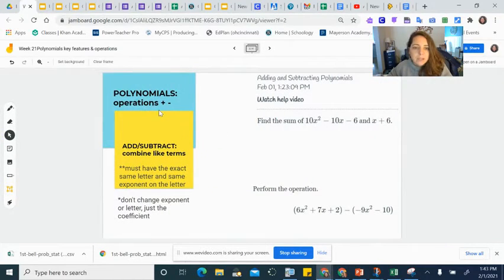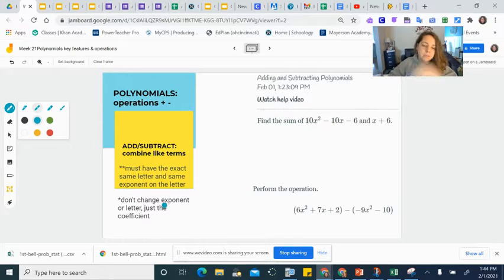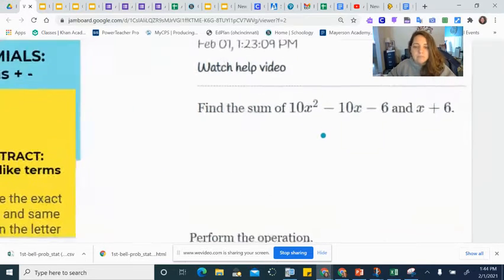Okay, now when it comes to adding and subtracting polynomials, you're going to combine like terms, and you have to have the exact same letter and the exact same exponent on the letter to be able to add and subtract them. And then once you've got them the same, you don't change the exponent when you're adding and subtracting. Because remember, exponent is about multiplying. You only change the coefficient if it's applicable.